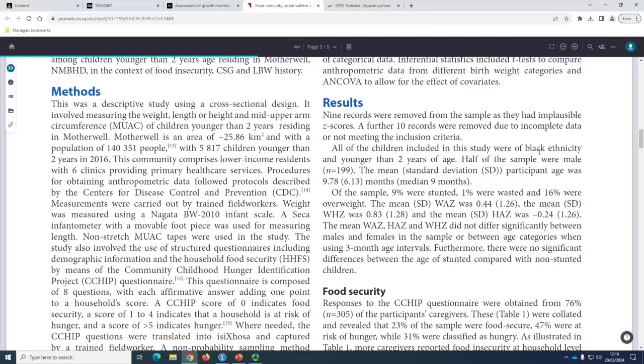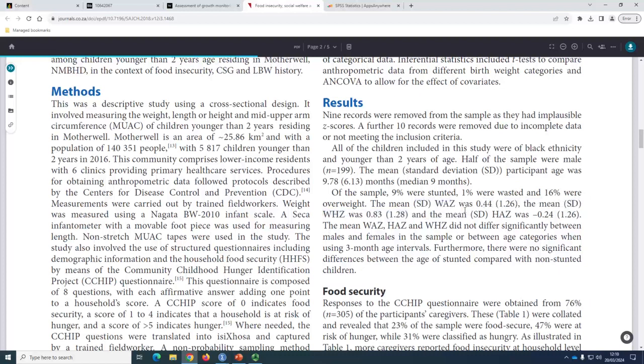you've got things like the ethnicity, and the male-female split, so we said half the sample were male. Then the mean and standard deviation for the age was 9.7 months, with a standard deviation of 6 months, and you've got the sort of descriptives for some of the outcomes that we're looking at.